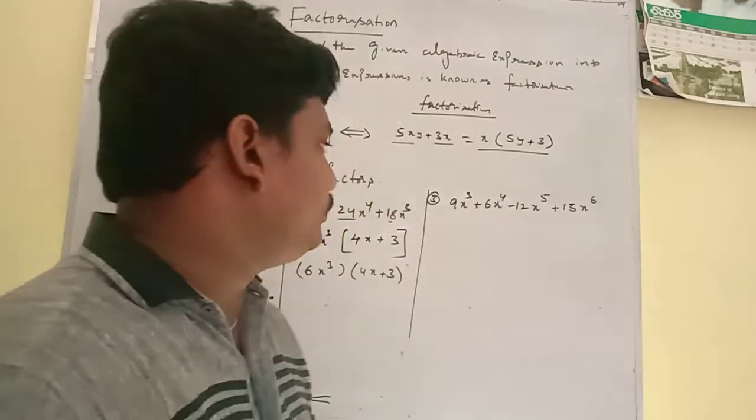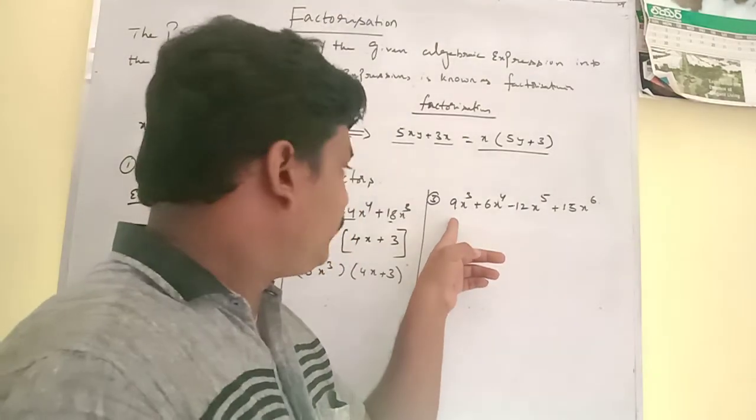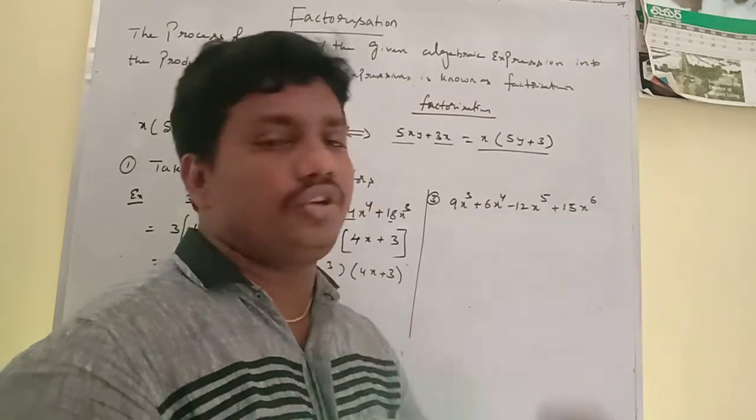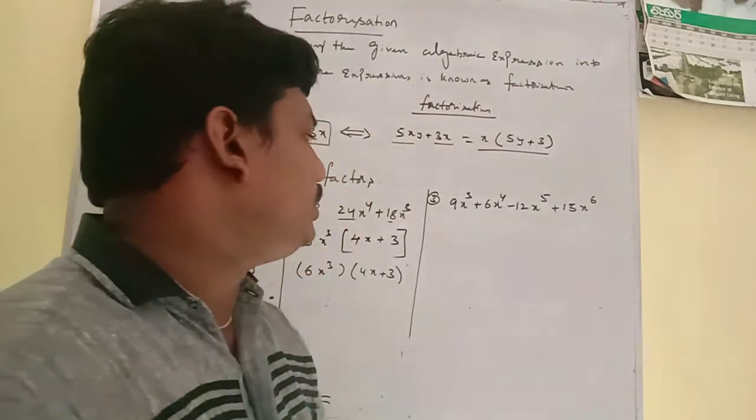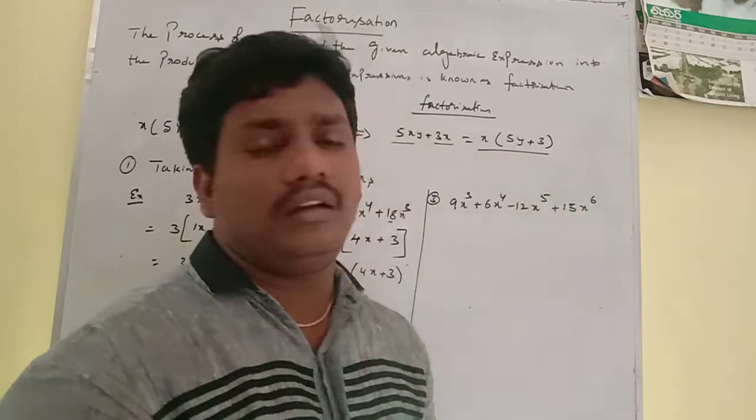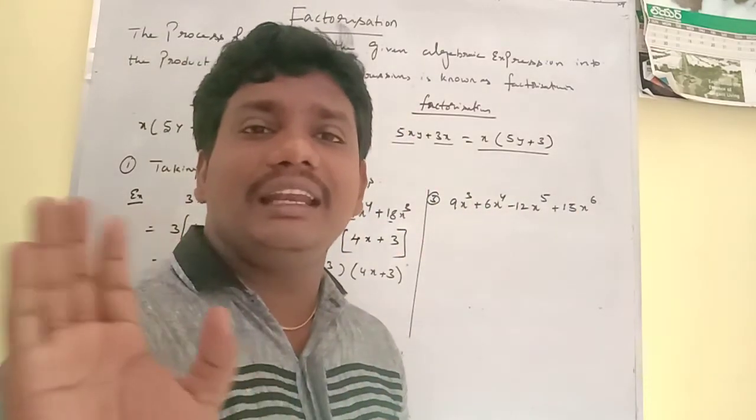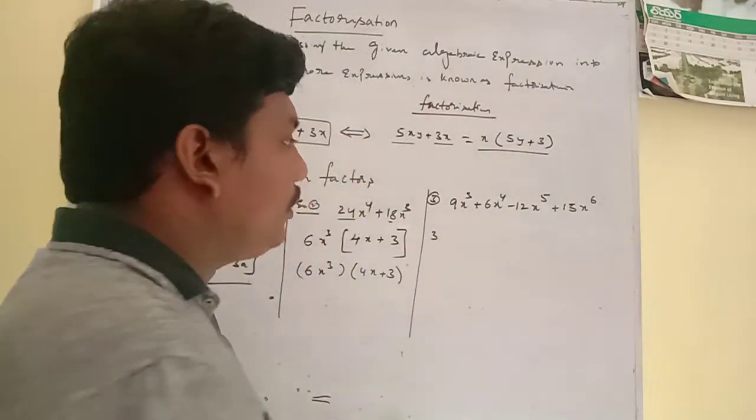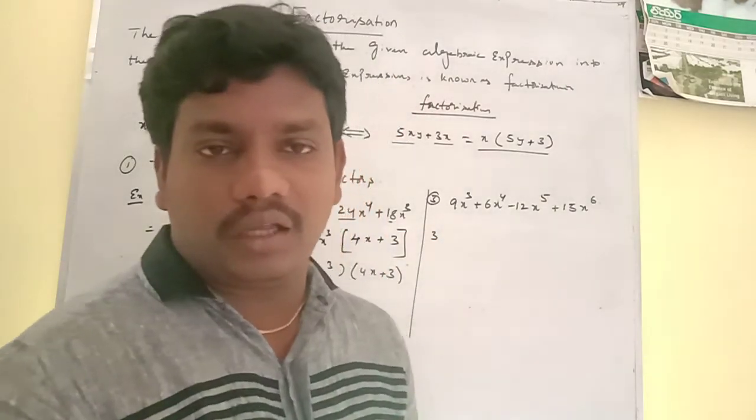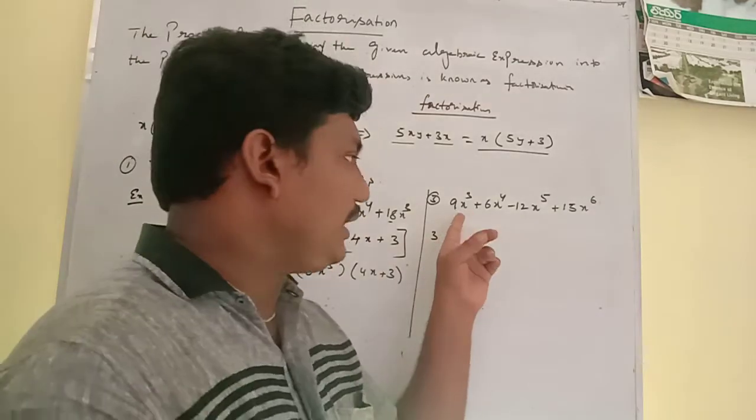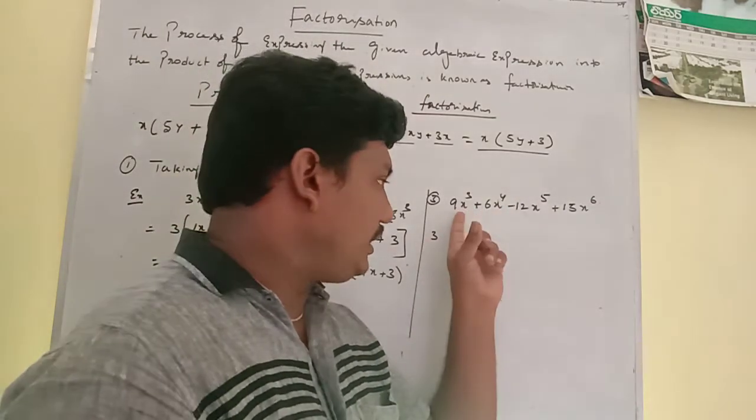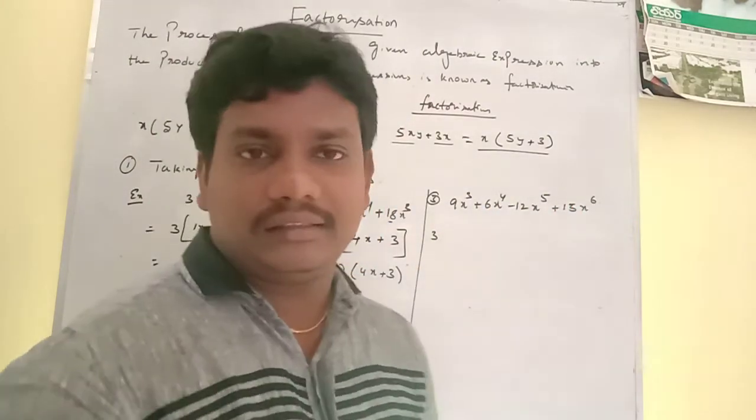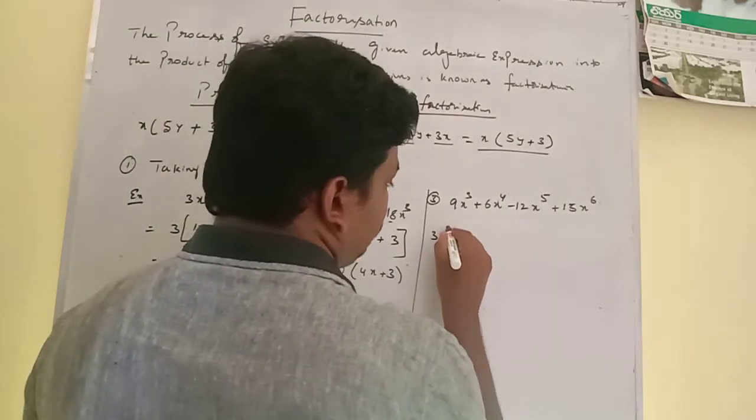Here also, if you observe, 9 is the numerical factor for the first term, 6 for the second term, 12 and 15 are the numerical factors of the others. When I observe 9, 6, 12, 15, these are all in the 3 table, that is 3 multiples. Let me consider 3 as a common factor for all the numerical coefficients. Now coming to the variables, x cube, x power 4, x is 3 times, 4 times, 5 times and 6 times. So commonly x is 3 times possible. So we take x 3 times outside.